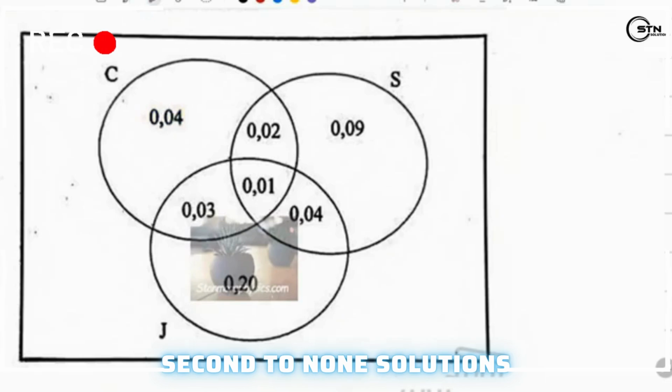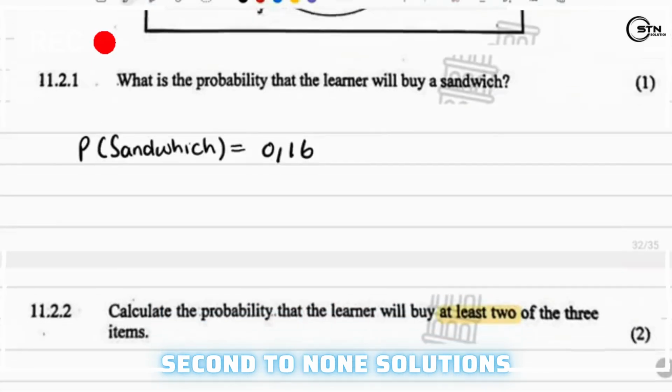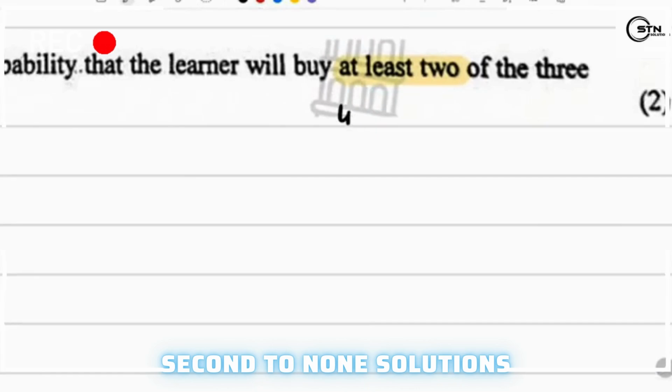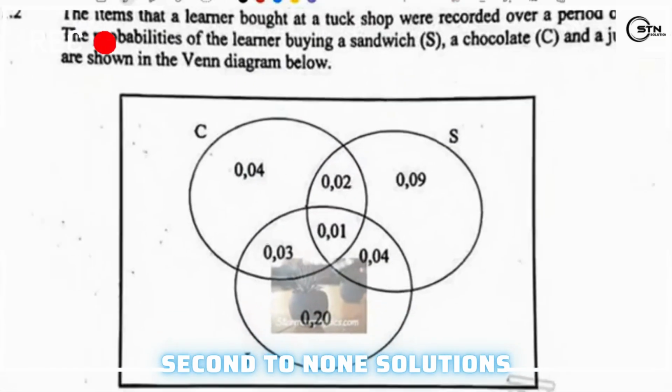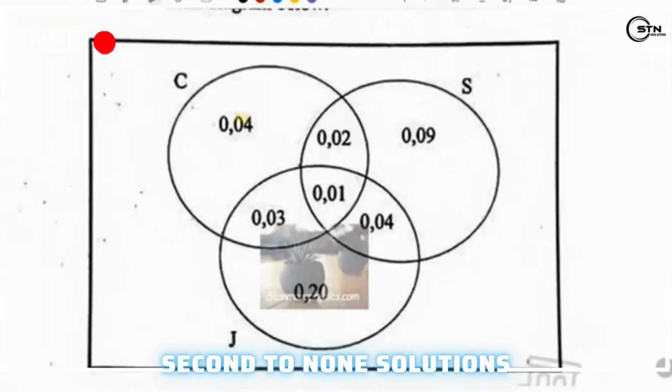We can't take that. They said at least 2 items. So also just note that at least means at lowest. So it means that the lowest amount of items that this child must buy should be 2 items. So as long as it is 2 items or more, then we're going to take that. Okay, so we can look at each of it and ask, how many did they buy here? 1 item, only a chocolate.